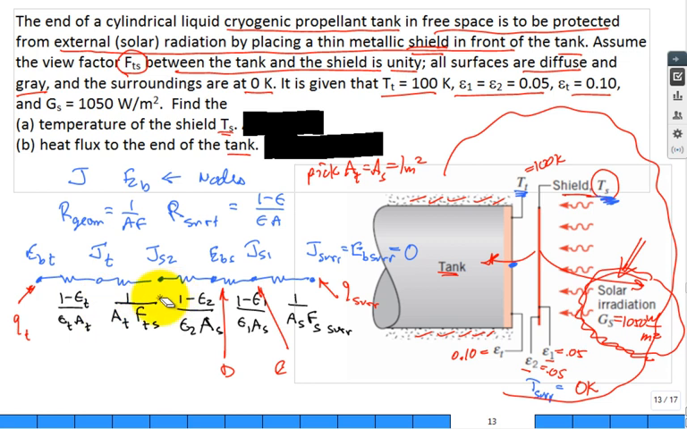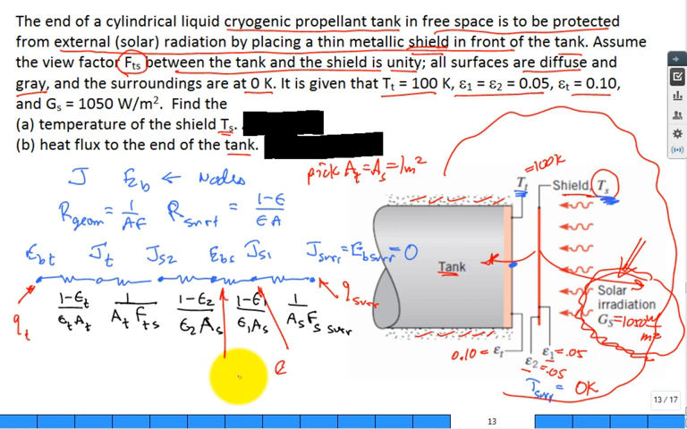All right. How much gets into and absorbed into the shield surface? Isn't it going to be a fraction of G sub S? And what is that fraction of G sub S? It's going to be the shield's solar absorptivity. So alpha S. I know I could put SS. It's the shield's solar absorptivity. Let's just call it alpha of the shield.